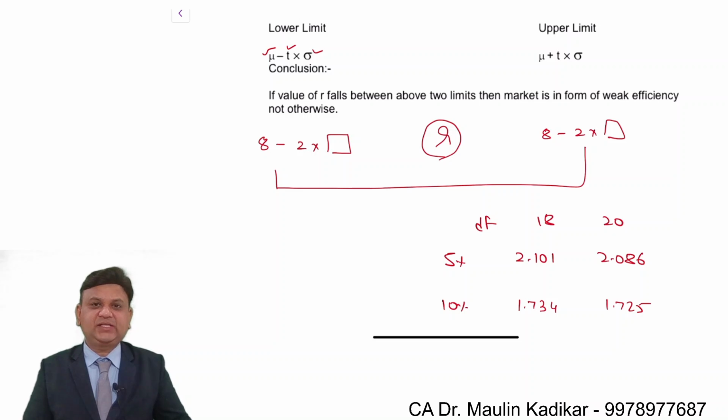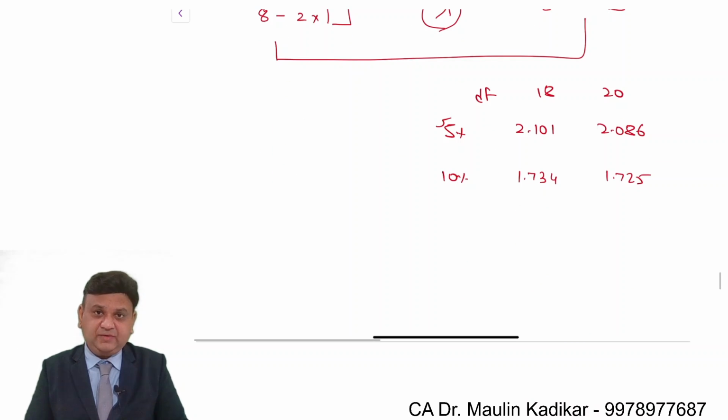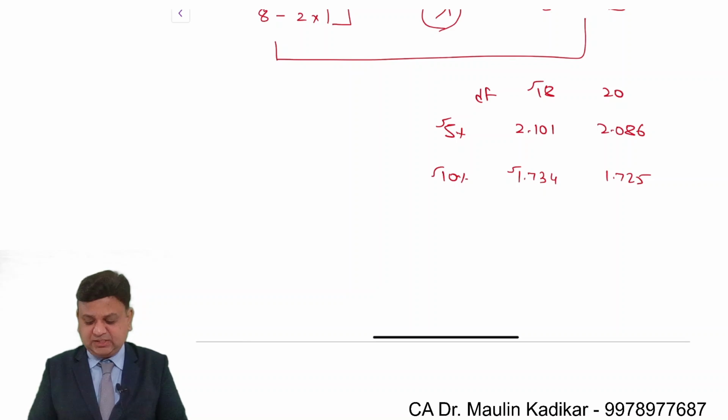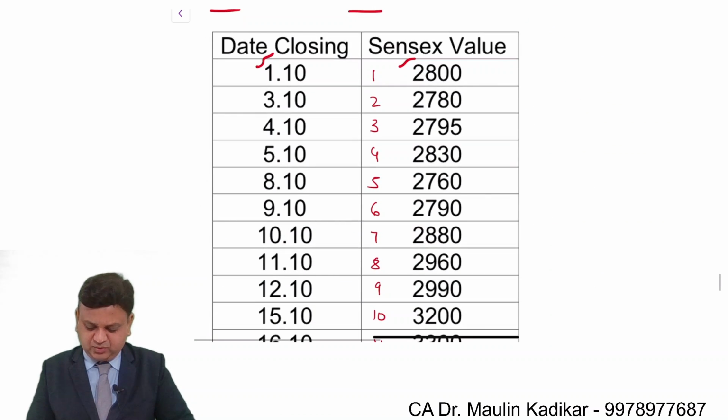So friends, here is the T table reading provided to us. 5% level of significance, 18 degrees of freedom. That is 10%, that is the level of significance, and 18 degrees of freedom. And similarly for 20 degrees of freedom, so the data is provided to us. That is what they have provided to us, the data.